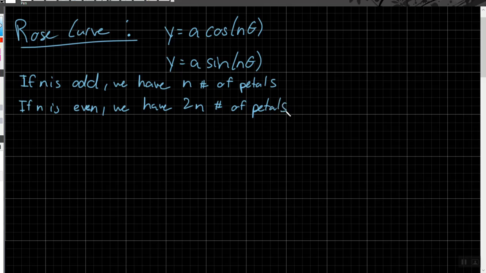The equations above are r, right? r equals instead of y equals. Yep. Okay.